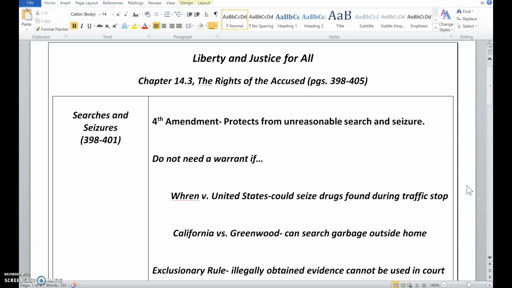So you can stop this, pause it, go back if I'm going too quick. Use your book. Page numbers are on here. It's going to give you more information. There's a lot of additional court cases in your textbook that you can use. I just picked out a few as we're going through.